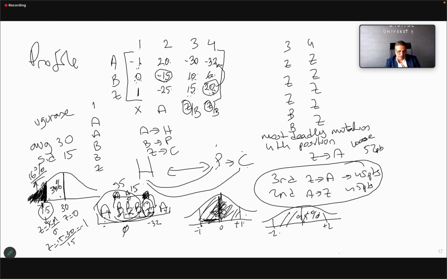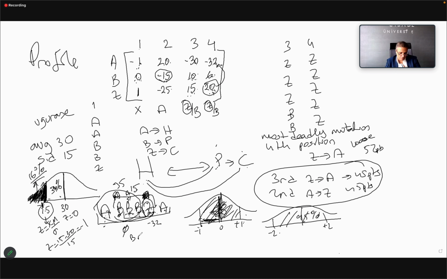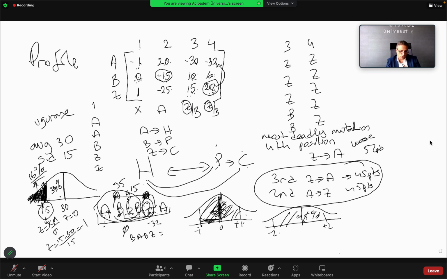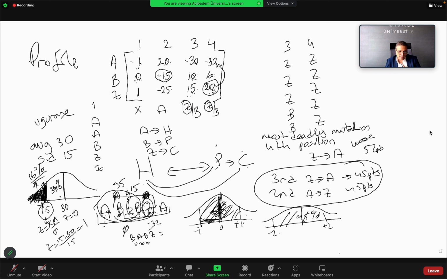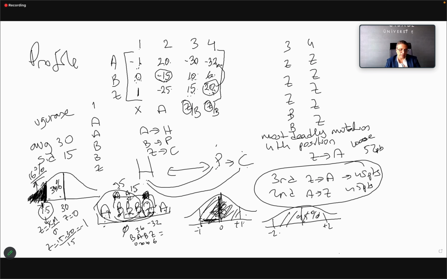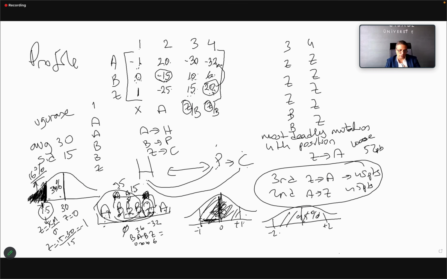So if I change this B to an A, my sequence becomes BABZ. And what's the score of that one? B at position 1 is 0. A at position 2 is 20. B at position 3 is 10. And B at position 4 is 6. So 36, your score increases to 36, which is better than 35. So this is a more impactful mutation. Mutation at third position from B to A.